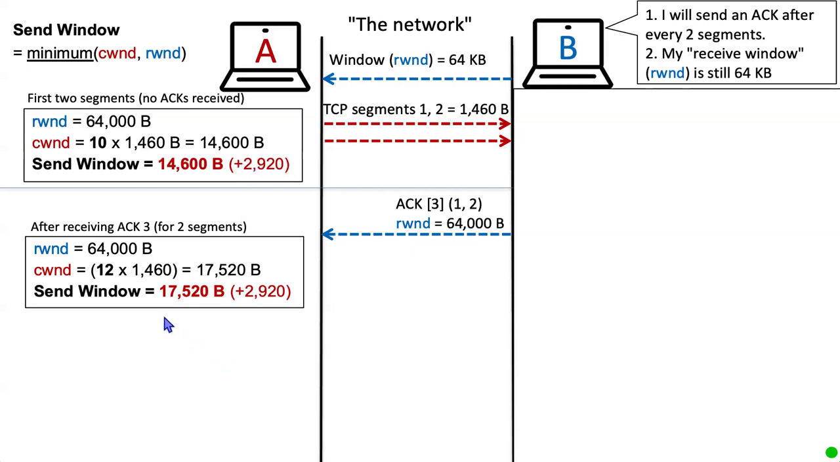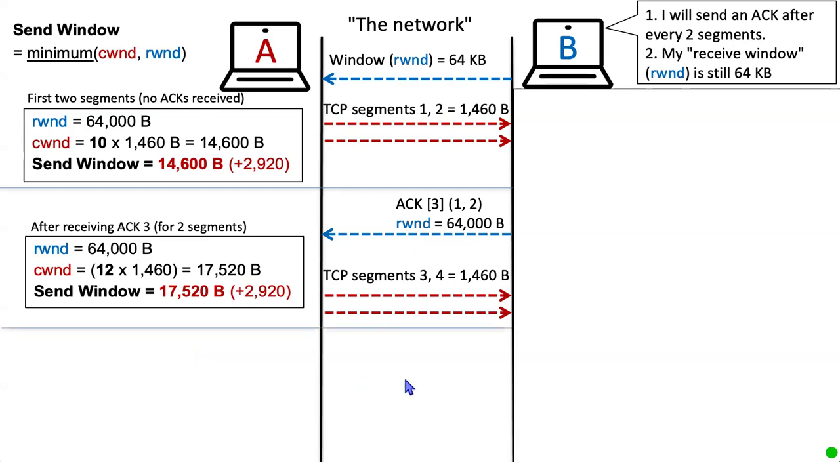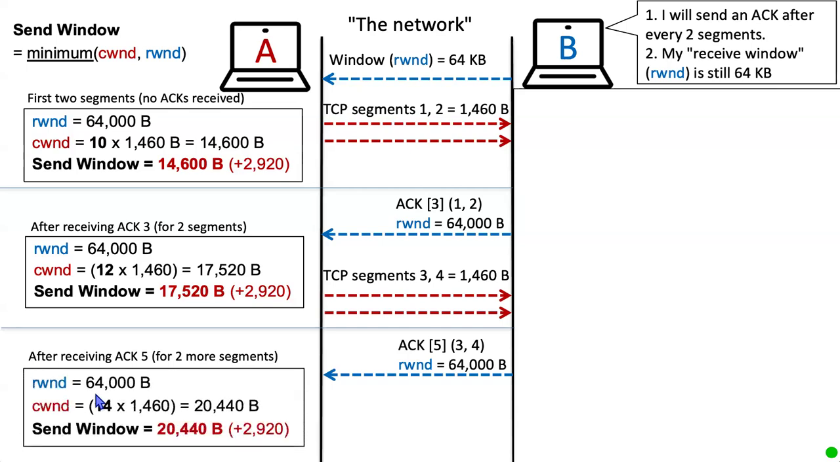Okay. So now our send window is 17,520 bytes. PCA continues to send segments to PCB, no congestion here. So PCB continues to send acknowledgments for every 2 segments. Again, now PCA says, oh, I just received another 2 acknowledgments. So I'm going to increase my send window another 2,920 bytes, another 2 maximum segment sizes. So I'm going from 17,520 to 20,440. And I just keep on sending these segments.